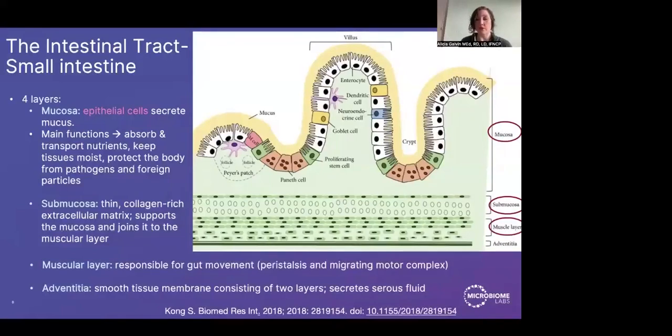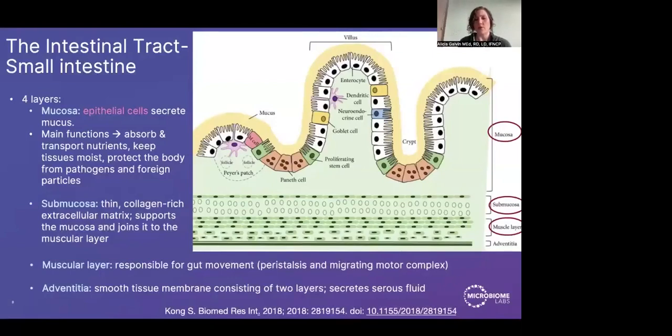So we have peristalsis, which is the movement when we are eating and digesting and trying to propel those food particles and that food stuff through. And then we also have a motility complex called the migrating motor complex, which is working when we are not eating. It only works when we're in a fasted state.